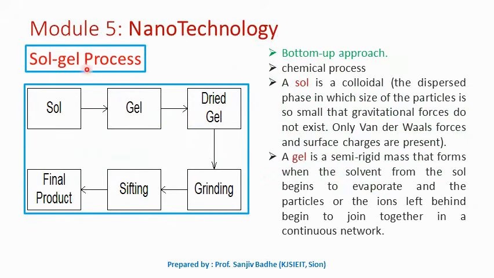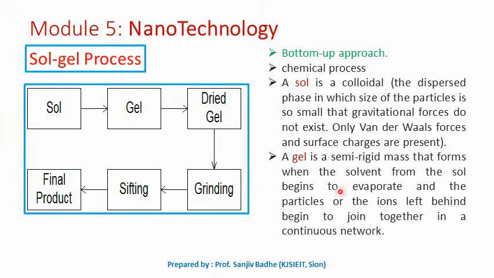Another method of producing nanomaterials is the Sol-gel method. Sol-gel method is a chemical process that uses a bottom-up approach. A sol is a type of colloid in which solid particles are suspended in a liquid. These particles are very small in size. So sols are actually heterogeneous mixtures. The particles are so small that gravitational forces do not matter for them. Only van der Waals forces and surface charges are present.